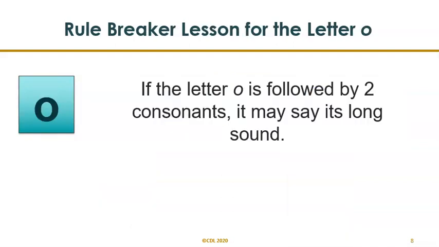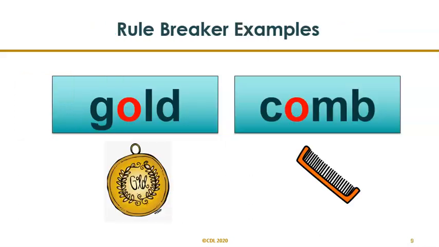Rule breaker lesson for the letter O. If the letter O is followed by two consonants, it may say its long sound. Just like the letter I, the letter O follows the same rule breaker lesson. Our first example is the word gold. The O is highlighted in red, it's a vowel, and it ends with two consonants, an L and a D. So that O is going to make the long O sound. It's going to say O.